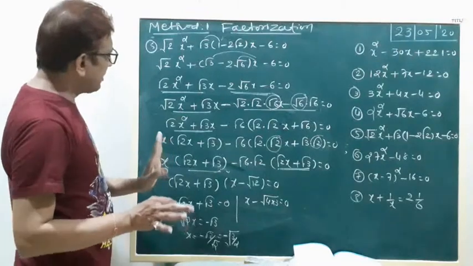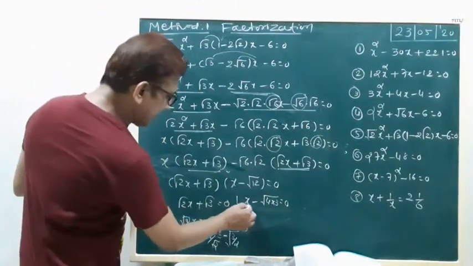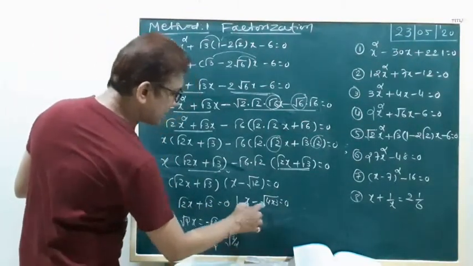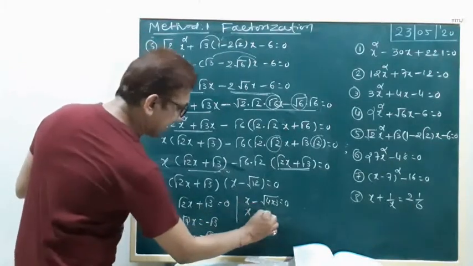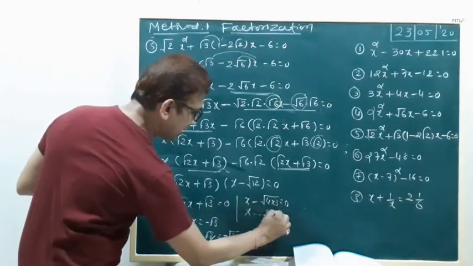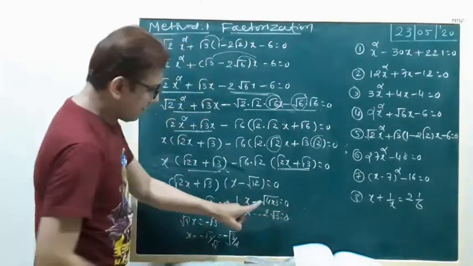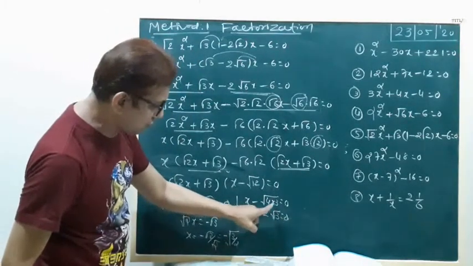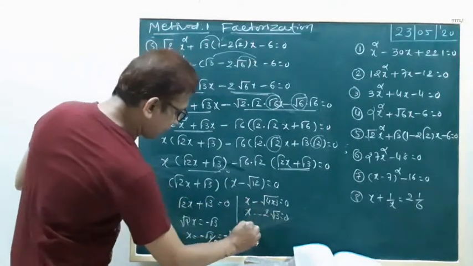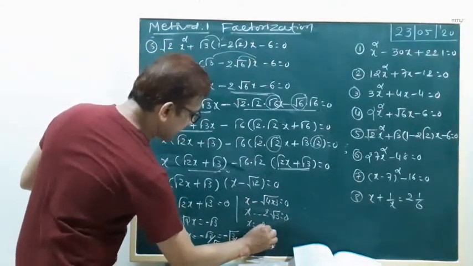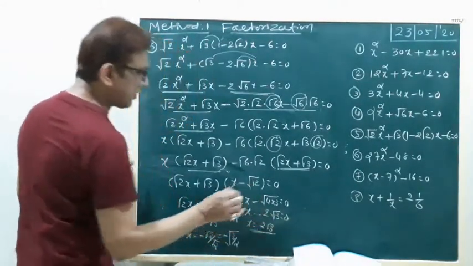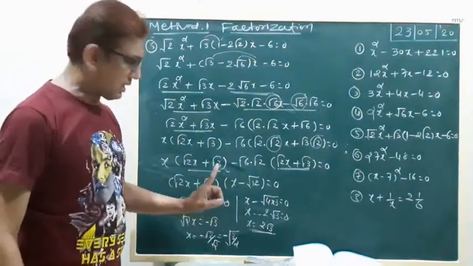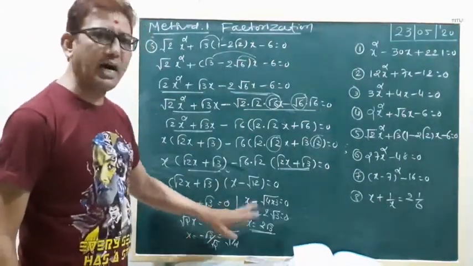Is that clear? Now for the other factor, x minus root 12: 4 3s are 12, the square root of 4 is 2, and root 3 stays as it is. So 2 root 3 goes to the right side, and your next answer is x equal to 2 root 3. Clear? So these are our 2 answers.